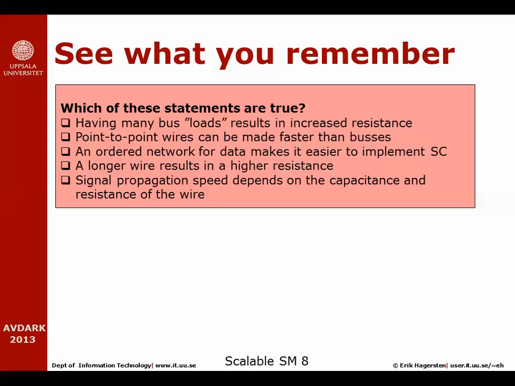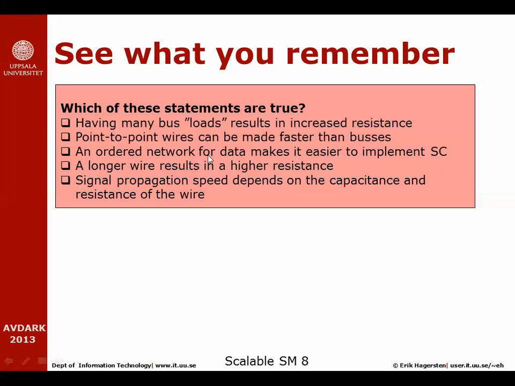So the first statement, that having many bus loads results in increased resistance, is not true. It's more pronounced that the capacitance goes up the more listeners you have on the wire. The resistance of the wire itself doesn't go up. So that is false. Point-to-point wires can certainly be made faster than buses.